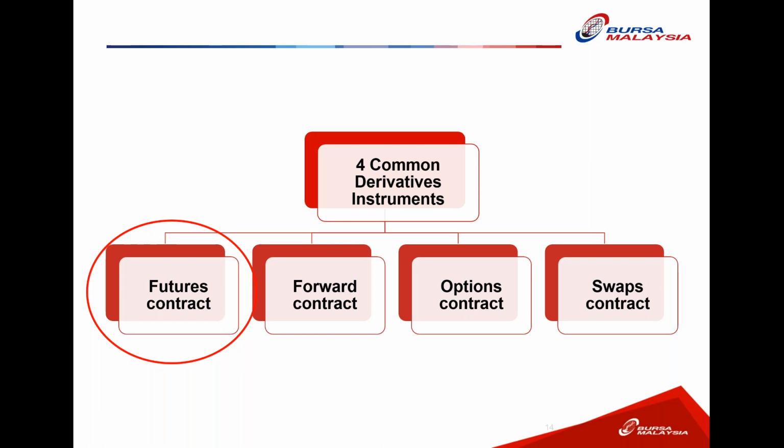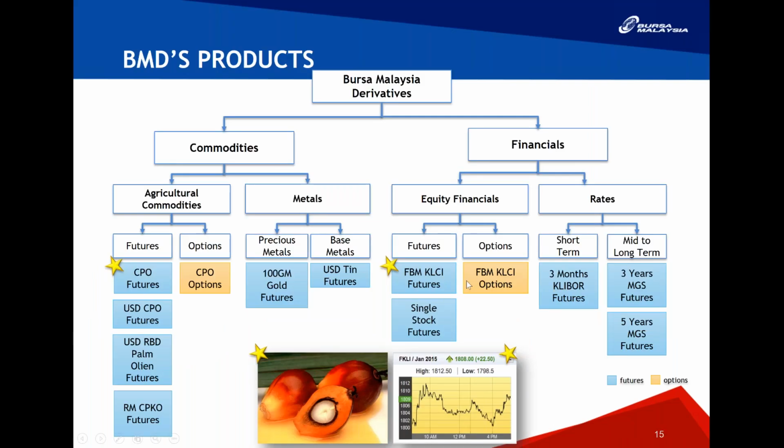Now, in Malaysia, under Bursa Malaysia Derivatives, there are many products that you can trade. But the 2 most liquid products are CPO futures, which we call FCPO, and also FBM KLCI futures, which we call FKLI. We are going to focus on these 2 products. First is FCPO, second is FBM KLCI. But for our presentation purposes, we are only going to use FKLI as an example.